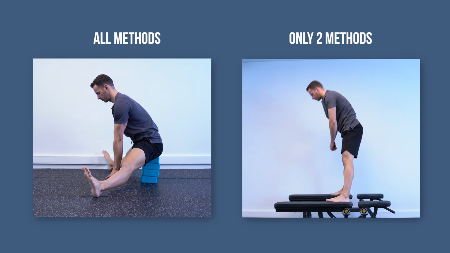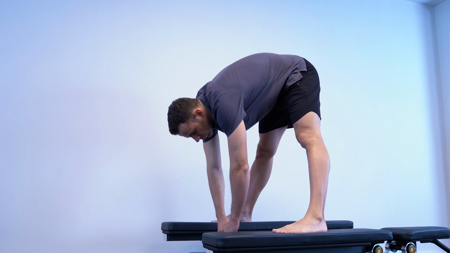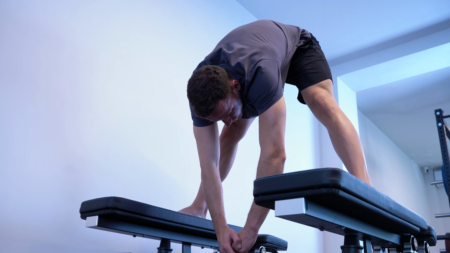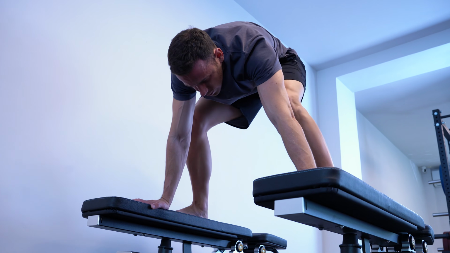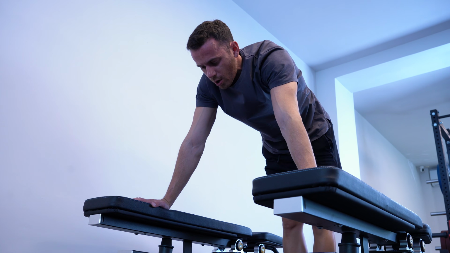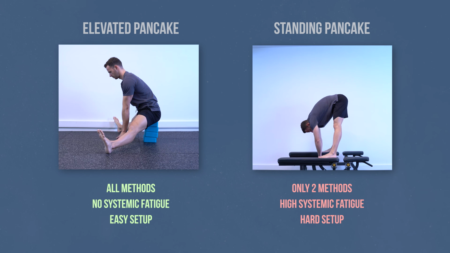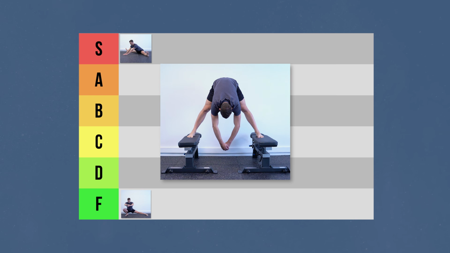The standing version is also extremely limited in terms of the methods you can apply, since you can do only a passive static hold or an active dynamic on which you move through range. And while it targets the desired muscles, the upside down position leads to a systemic fatigue that makes it hard to stay focused on the target muscles and for long sets. That being said, I don't see any reason in choosing the standing pancake over the traditional elevated pancake, and for this reason, the standing pancake goes to the F tier.